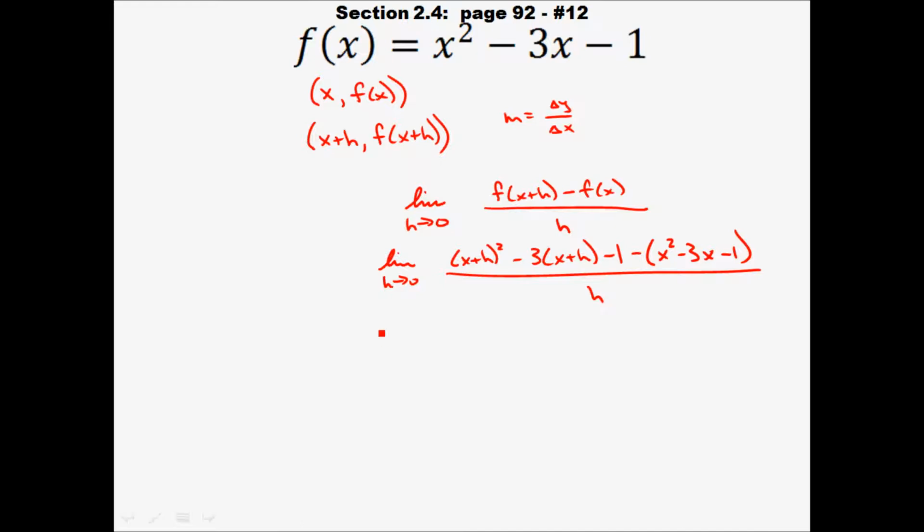All right, so now we got to do a little bit more simplifying. Actually, a lot more simplifying. So x plus h squared, x squared plus 2xh plus h squared. We wrote this twice and FOILed it out. Now I'm going to be careful about distributing the -3. Then we got -1. Now I'm going to be careful about distributing the negative sign.